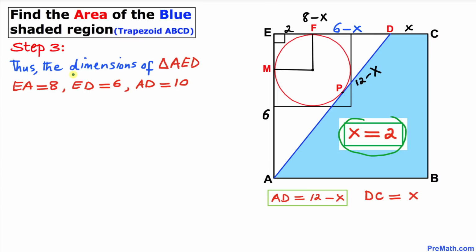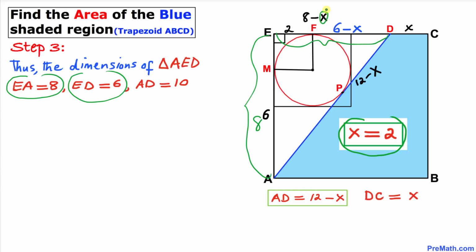And now we are going to find the dimensions of this triangle AED. We know that EA equals 8. As you can see, this side is 8. ED is 6. If we plug in x, we replace it by 2, 8 minus 2 is going to give us 6. And finally, this side AD is 12 minus x, which is 2. So 12 minus 2 is going to give us 10. No wonder AD equals 10.